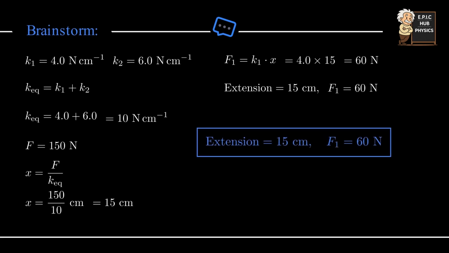What did we do? We first determined the equivalent spring constant for the parallel spring system by adding the individual spring constants. Then we used Hooke's law for the combined system to calculate the total extension produced by the applied force. After finding the extension, we used the same extension in Hooke's law for spring A to calculate the force it carries.